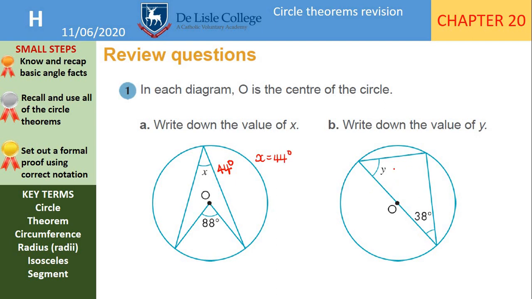Here, hopefully you're using the angle in a semicircle is always 90 because this is a diameter. So this is a right angle here. So this is 90 degrees. So if we do 90 plus 38, which gives us 128, and if we subtract that away from 180, because the angles in a triangle sum to 180, then that gives me then that Y must be equal to 52 degrees.